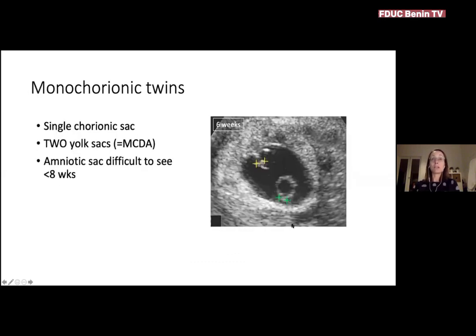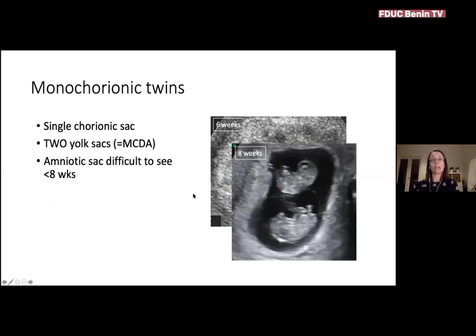In contrast, monochorionic twins have a single chorionic sac, so at 6 weeks they look very different to dichorionic twins, with this single chorionic sac. They'll have 2 yolk sacs and 2 embryos, and at this early gestation the amniotic sac itself is often very difficult to see, whereas by 8 weeks you can just start to see the amniotic sac developing around each twin. So it's very common in an early first trimester scan for twins to be diagnosed as monochorionic and monoamniotic, and then later on in the first trimester you find that there actually is a membrane.